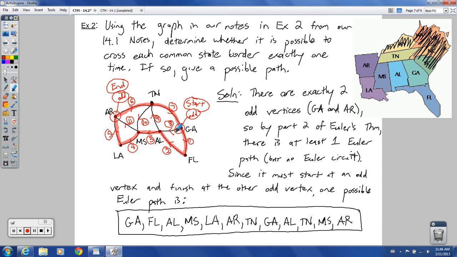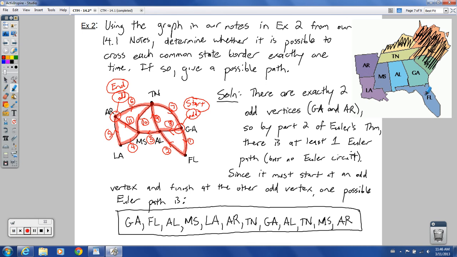There are other paths. Often there will be more than one path, but 9 to 10 to 11. So we just followed the orders there. Notice I went over every single edge. It wasn't an Euler circuit because I started at Georgia and ended in Arkansas, but it was an Euler path because I went over every single edge exactly once. I didn't trace or retrace my steps anywhere.